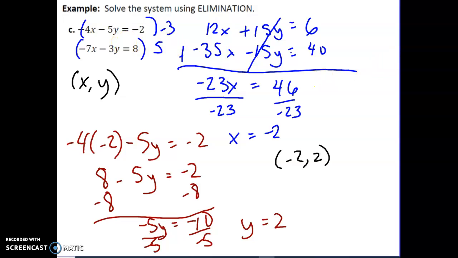And also, do you remember how we said you could check these algebraically? If you were not going to check them on your calculator, you're going to check them using algebra. You would need to check in both equations. Substitute in negative 2 and positive 2 in both equations to make sure that they both turn out to be correct. And if both of them turn out to be true, then you'll know your answer is correct.